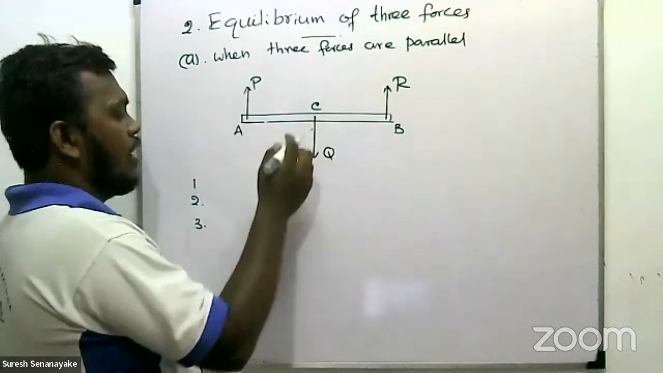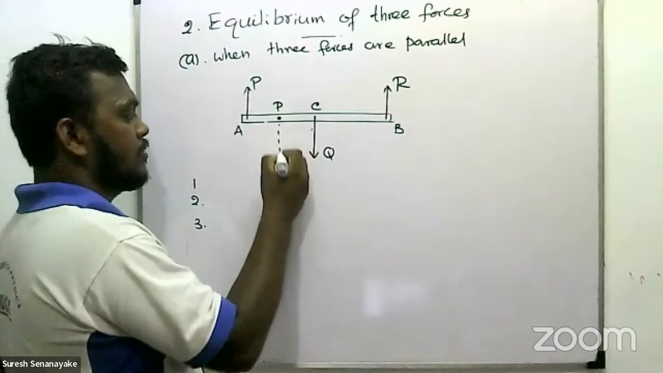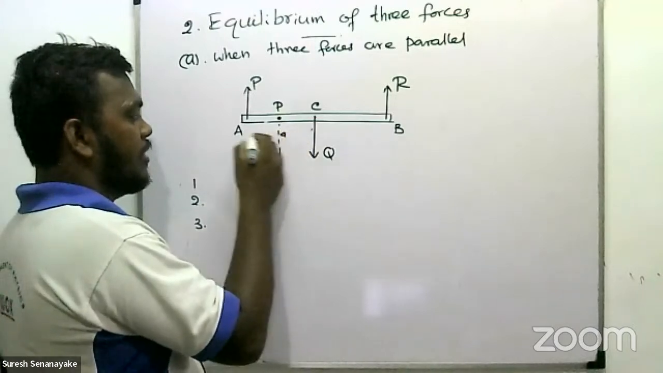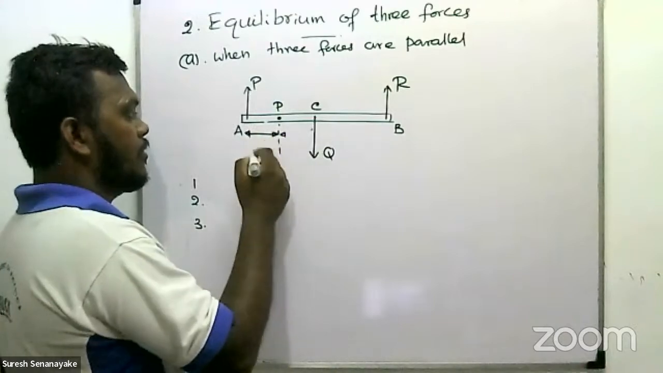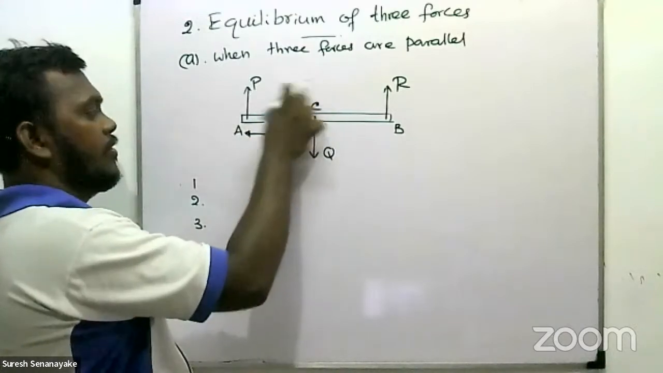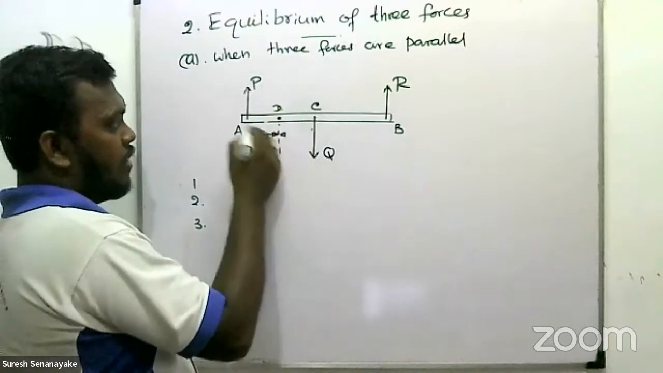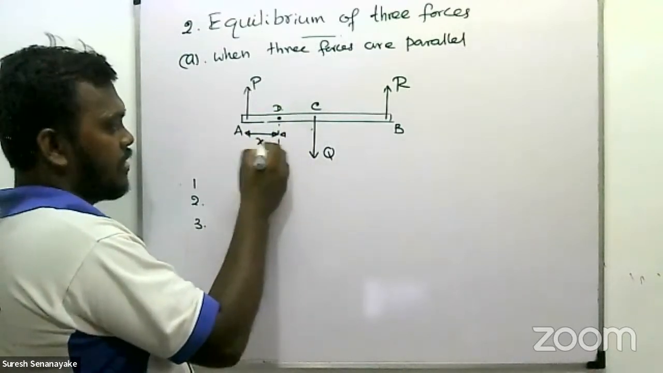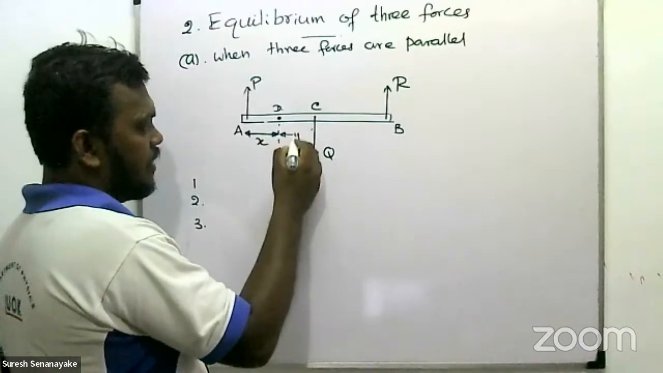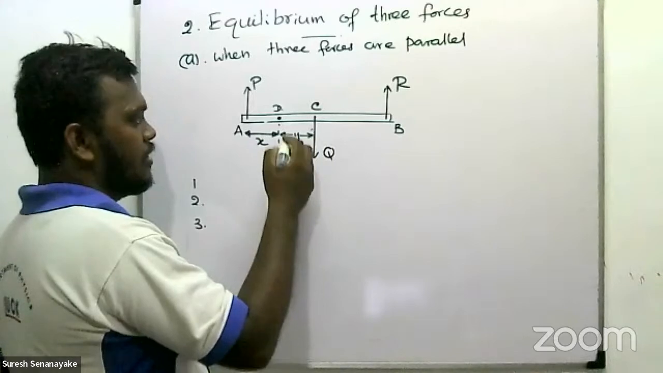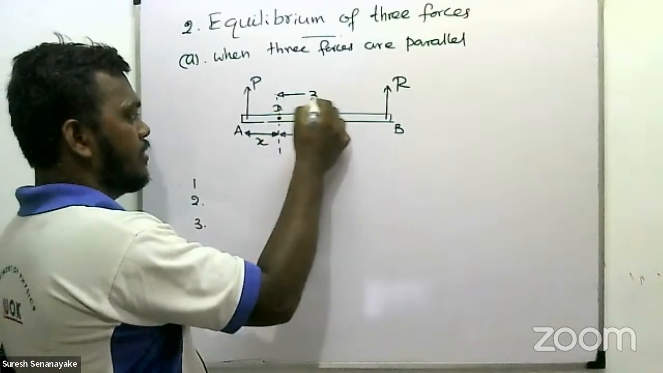Sorry. I'll take the point P here, and the distance between this P and, using different letters, C and D here. P and T, that distance is X, I'm considering. And this distance is taken as Y. The distance to R from this T is taken as Z.